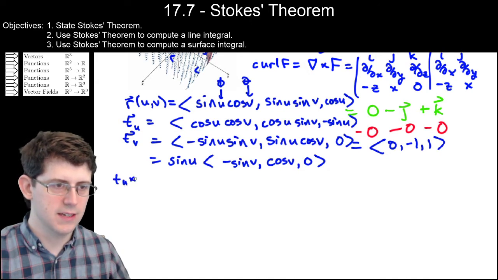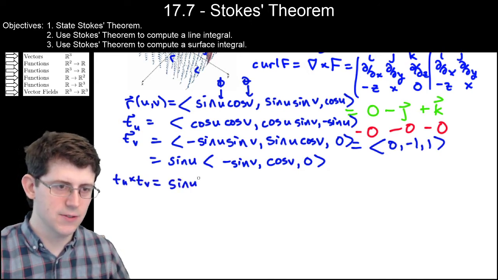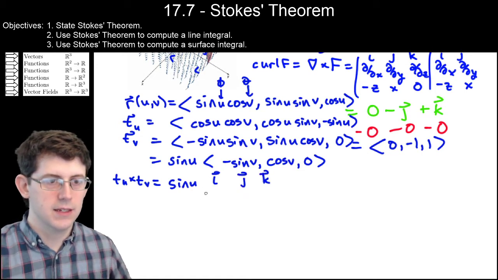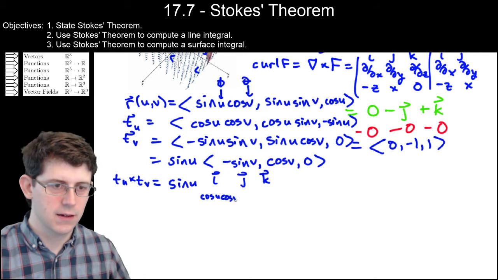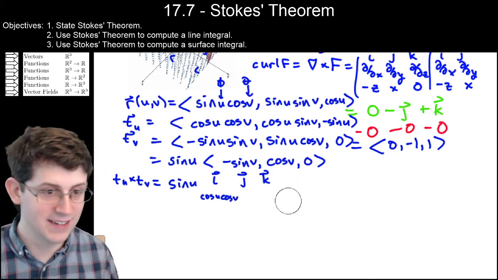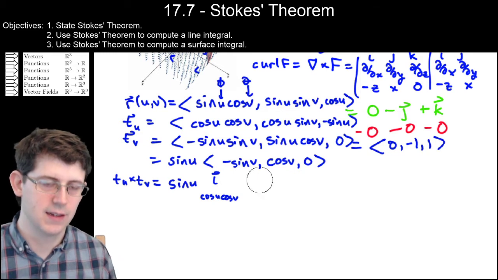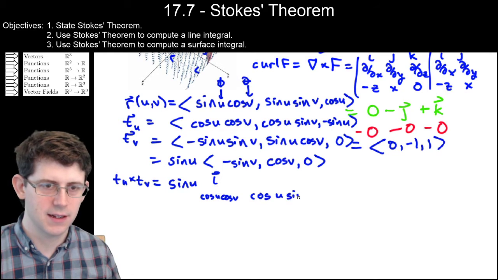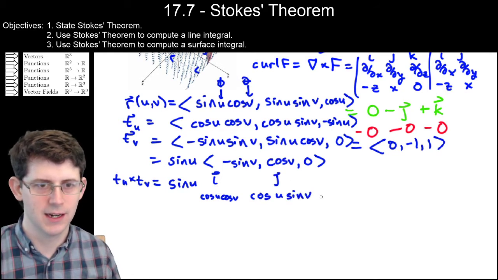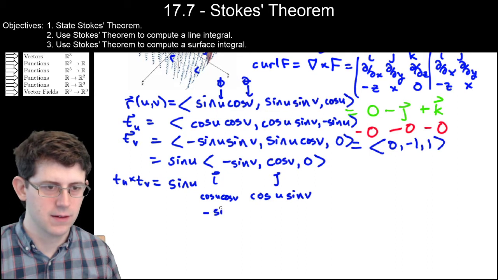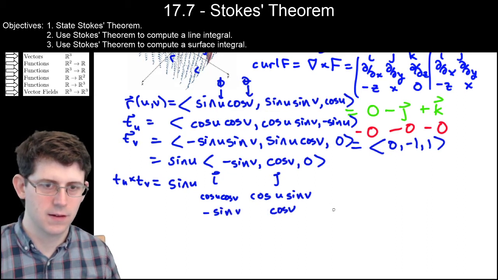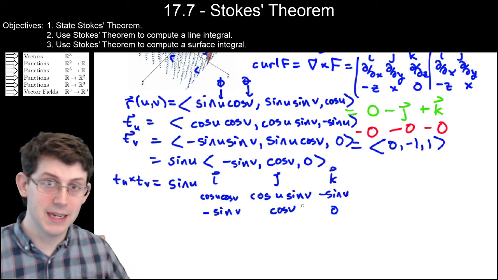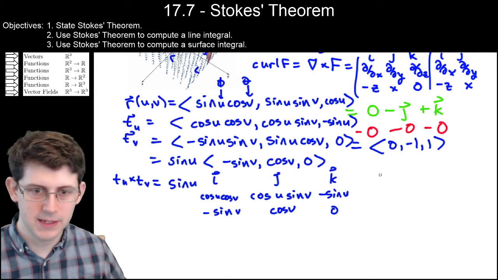So Tu cross Tv is, I have this sine u that I've taken out, and then I do this cross product. Tu goes here. I didn't leave enough space. I never leave enough space for the cross product. Maybe the problem is that I write the ijk first. Let's not write the ijk first anymore. I need the determinant of this matrix. I'll do that by copying down the first two columns.